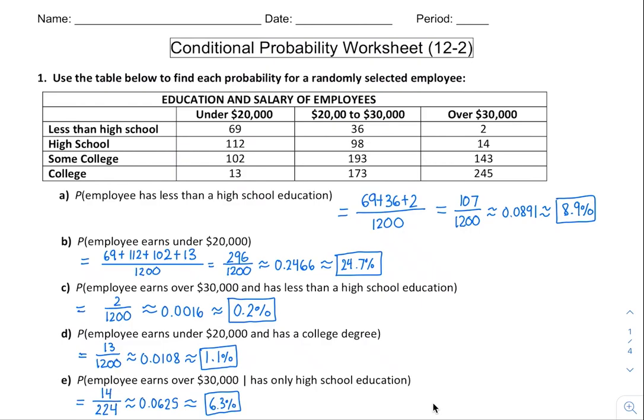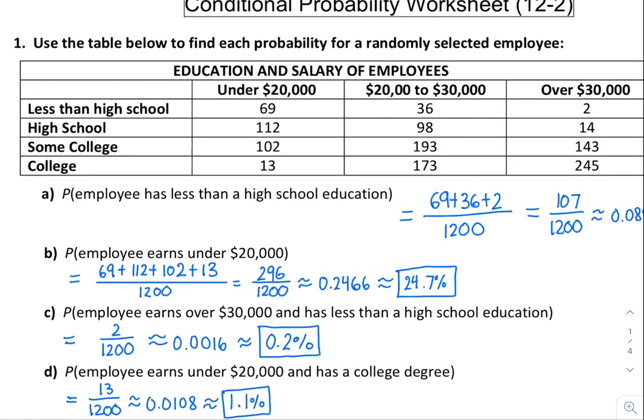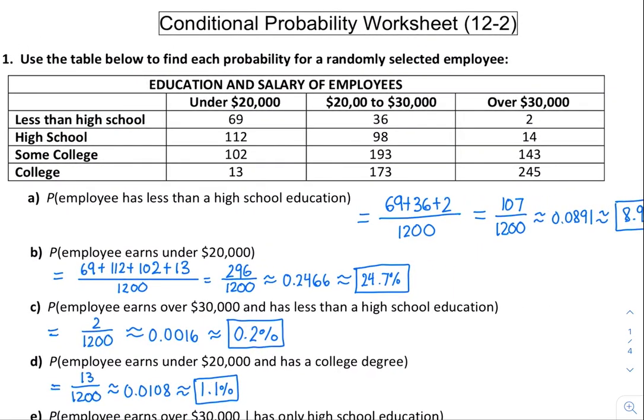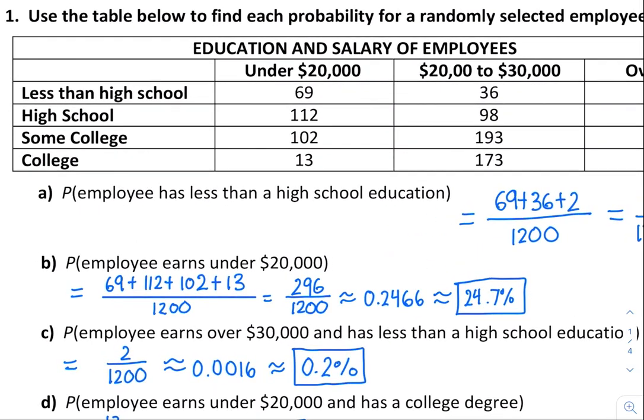Guys, here's your homework on conditional probability. Okay, so number one, we have this table. Make sure you just look over this table, get used to it, and then let's look at part A. So in part A, it has probability.